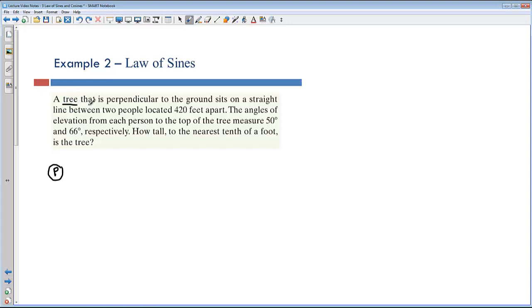We have a tree that is perpendicular to the ground and sits on a straight line between two people located 420 feet apart. All right, so here's the idea. From that sentence, I have two people. Here's another person. And they're 420 feet apart. So 420 feet apart.